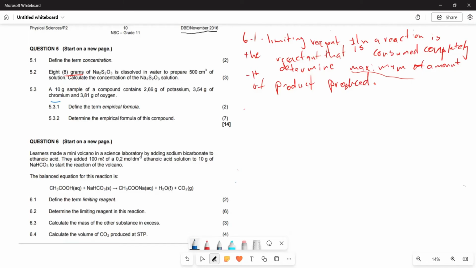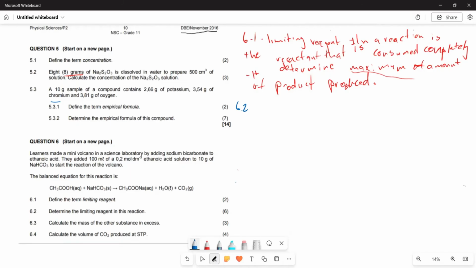Yes. Now let's look at your 6.2. In 6.2, they say determine the limiting reagent in this reaction. I know most of you find this very difficult. One of the key things that you need to determine which one is going to be the limiting reagent, and sometimes they want you to calculate what is the excess.